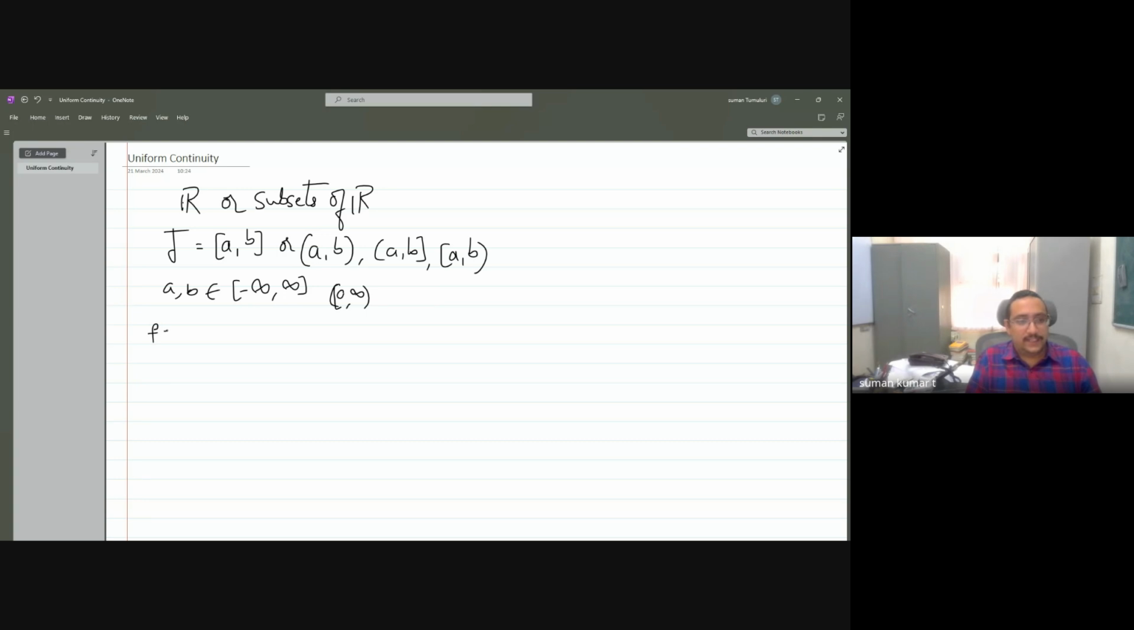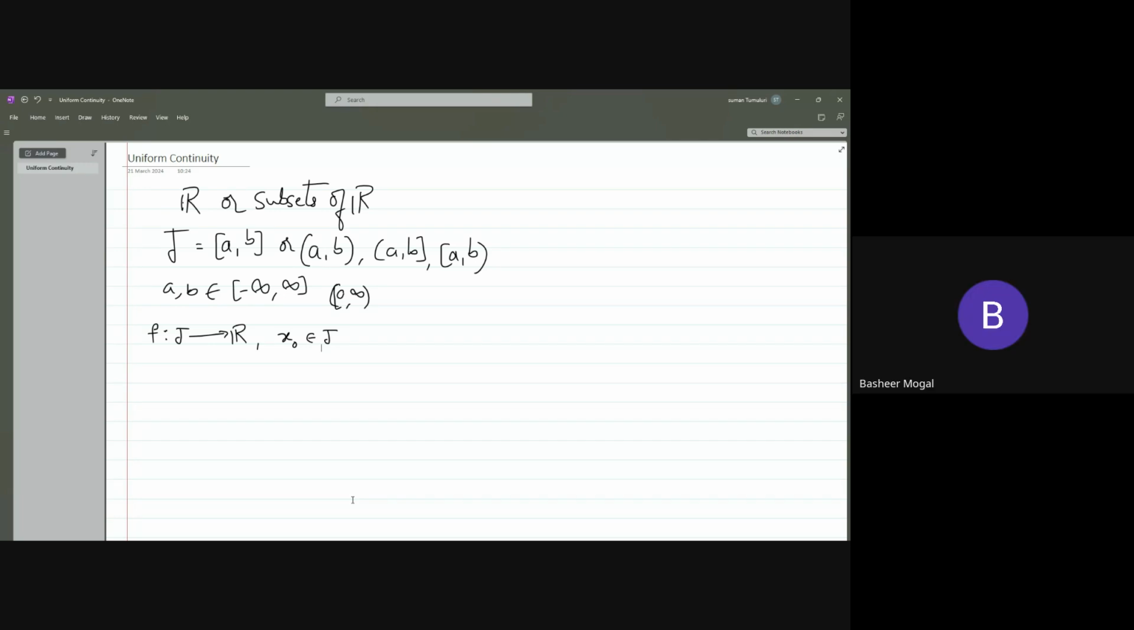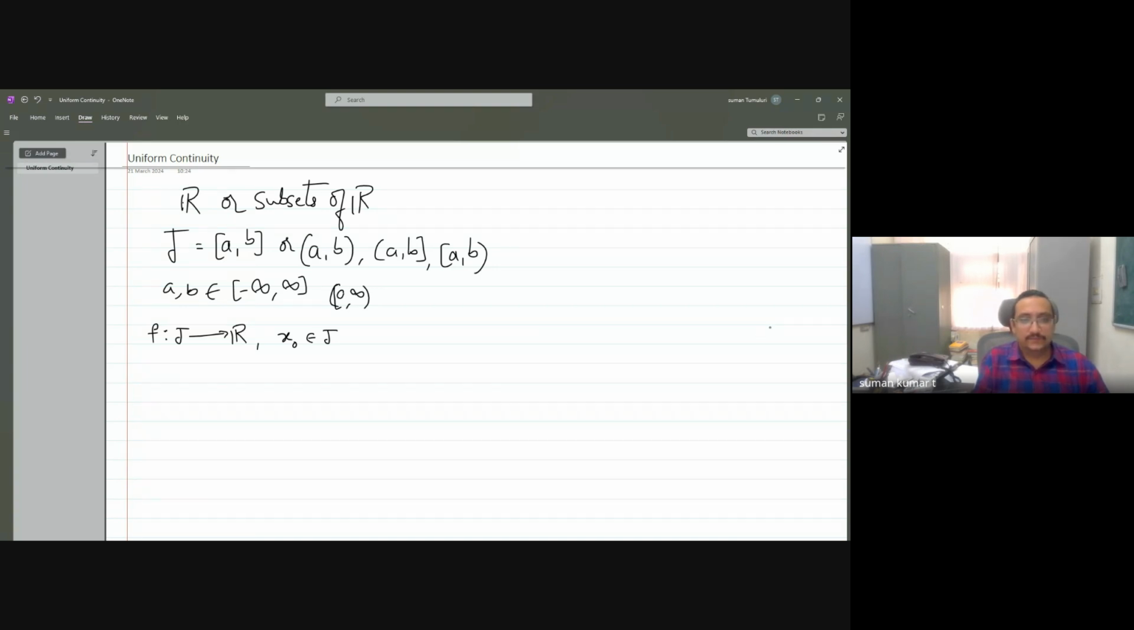Suppose you take a function f from J to R, and x naught is a number in J. When do you say a function is continuous at x naught? We say it's continuous at x naught if, let us draw the picture and see what we mean by continuity at x naught. Suppose this is a function f and you have x naught here. This point is (x naught, f of x naught).